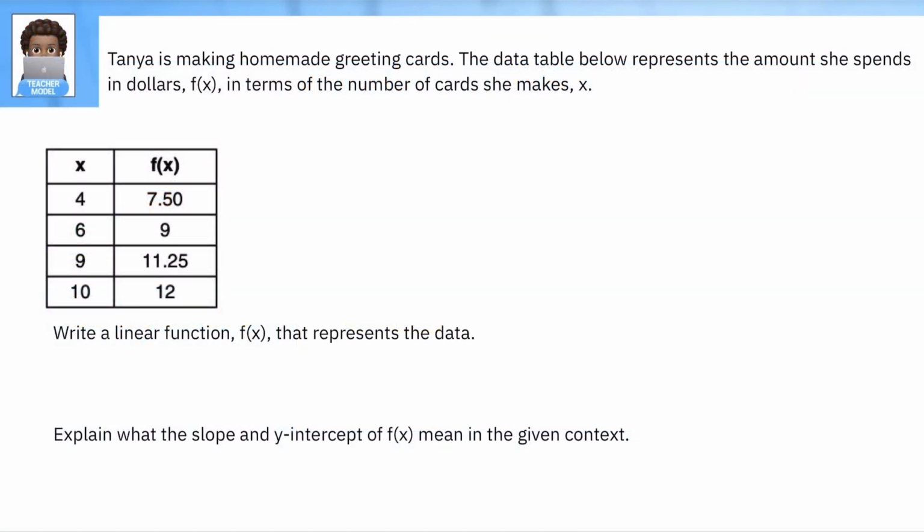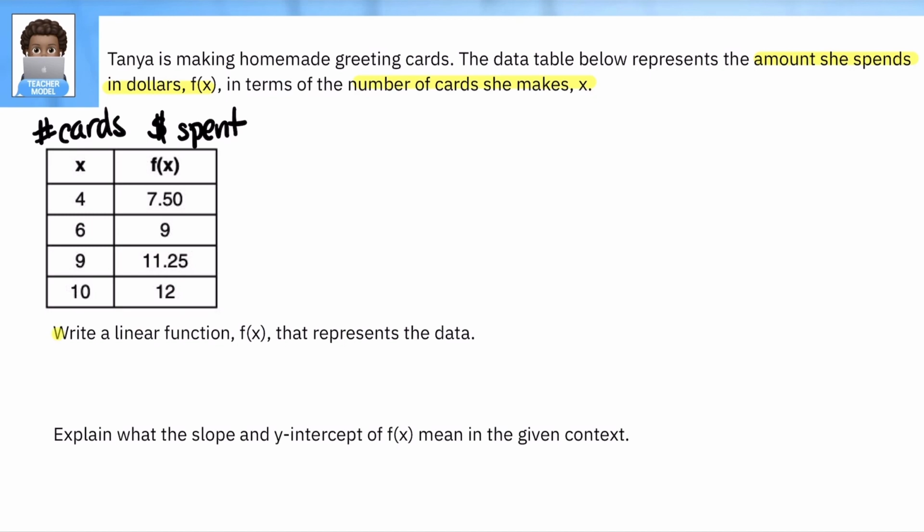Let's look at our first problem together in this model. Tanya is making greeting cards. The data table below represents the amount she spends in dollars, so that's f of x, in terms of the number of cards she makes, x. So that's our input. X is the number of cards. And the output on this table is the amount she spends, the money spent. All right, there's our input, there's our output. It's already there in the context of the problem.